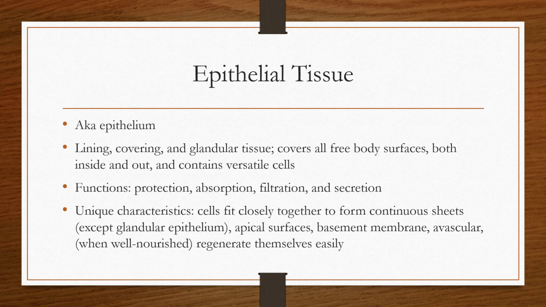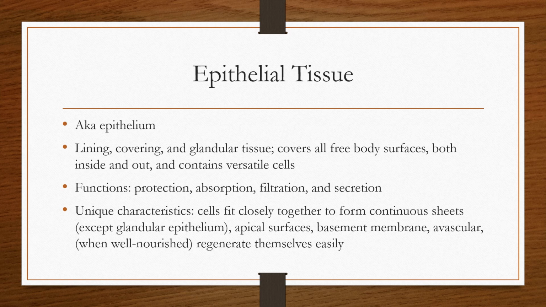Epithelial tissue, also known as the epithelium, is the lining, covering, and glandular tissue of the body. It covers all free body surfaces, both inside and out, and contains versatile cells. So the functions are protection, absorption, filtration, and secretion. The skin covering your entire body is epithelial tissue. If you recall, we did talk about how epithelial cells fit closely together. They're packed in tight so that they provide that protective barrier for you.